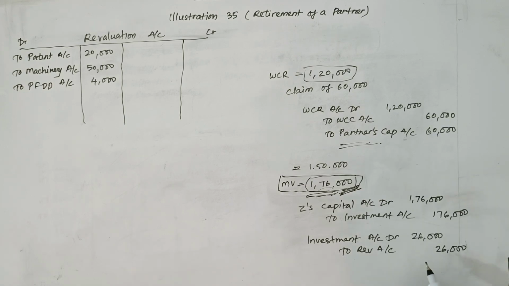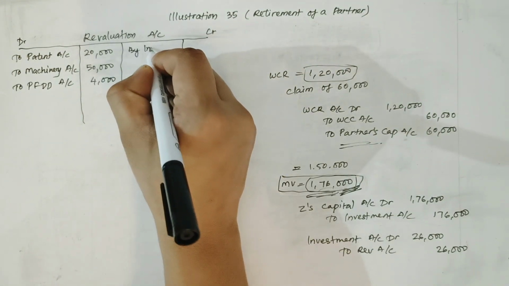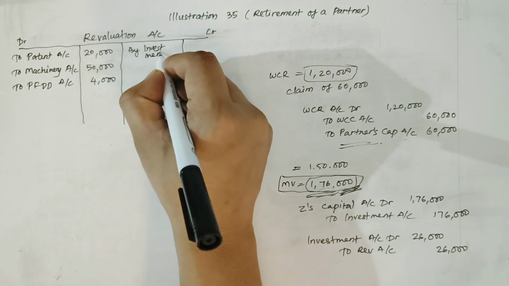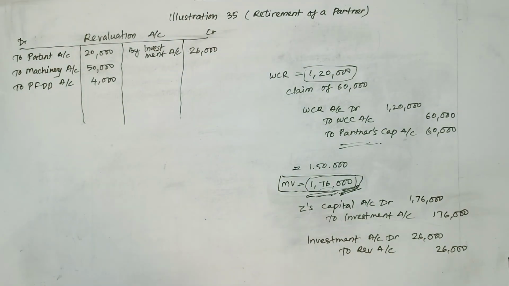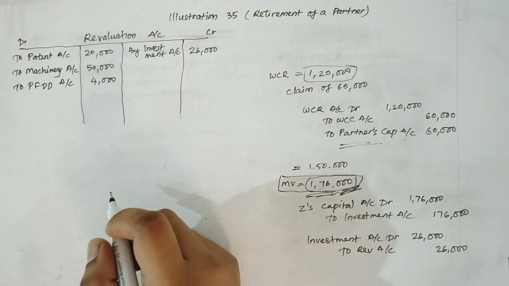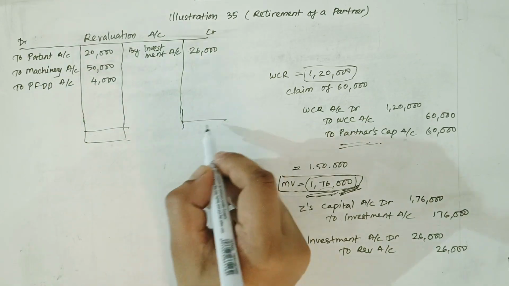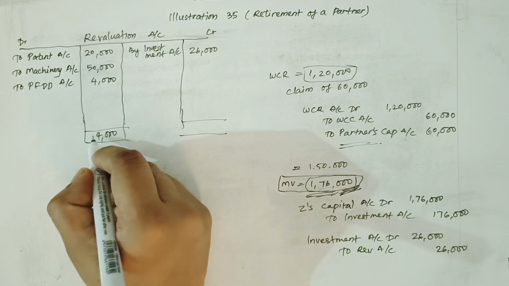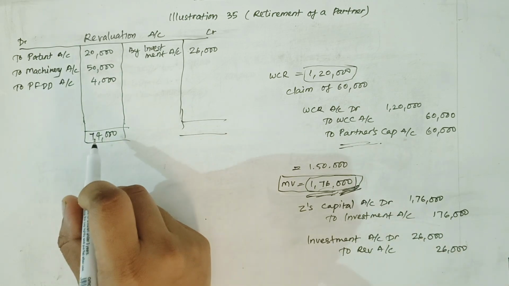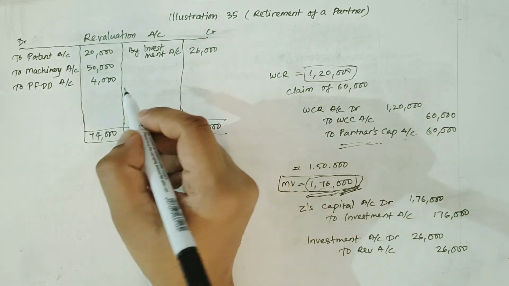It has to be posted on the credit side of revaluation account by investment account, 26,000. Next one, yeah, that's all in the revaluation account. Nothing more to be posted on revaluation account. So let's total the sides. Okay, debit side is more than the credit side. So it is a loss, revaluation loss.